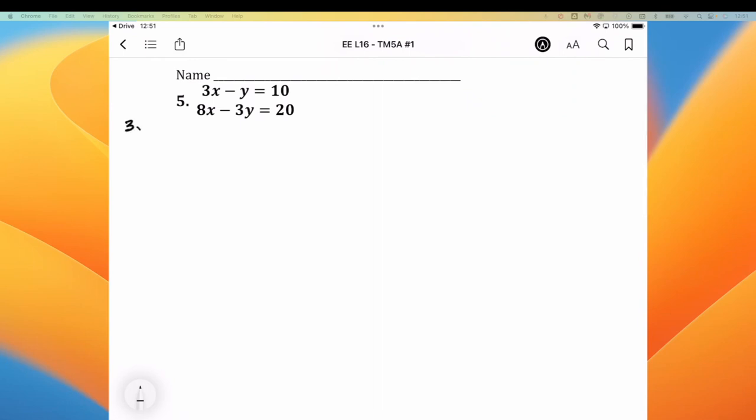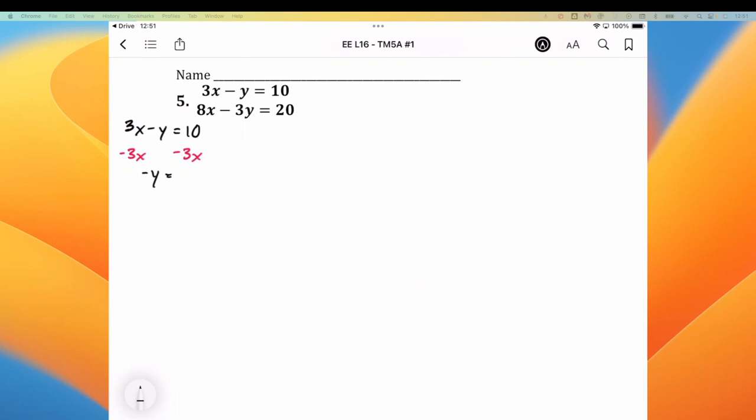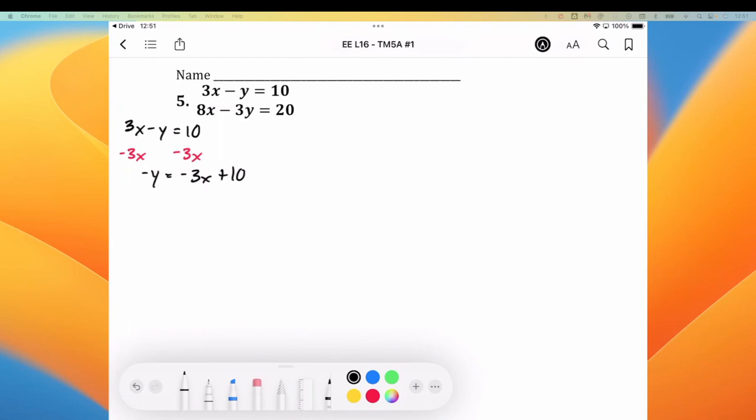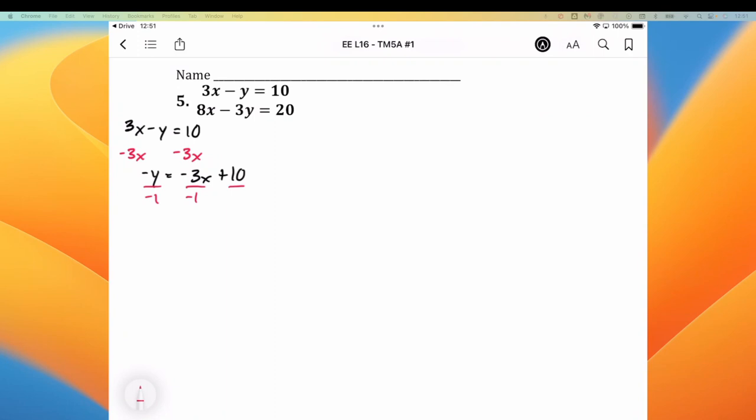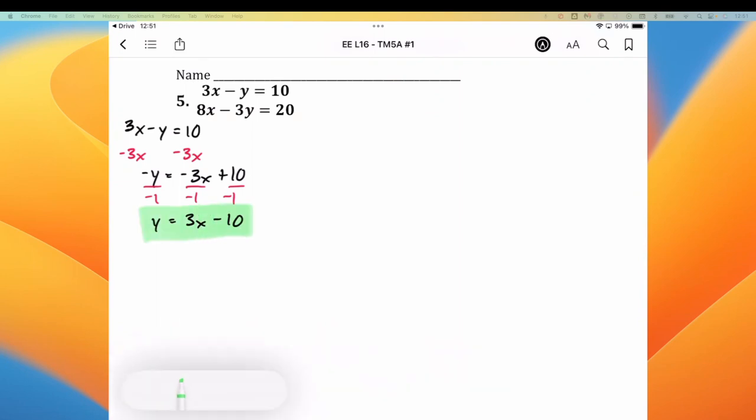And so we're going to start with 3x minus y is equal to 10. And we will subtract 3x from both sides. We get negative y is equal to negative 3x plus 10. And then we don't want negative y, we want positive y, so we do need to divide by negative 1. And that's going to give us y is equal to 3x minus 10. And then the other equation, so I'm just going to highlight this one so I remember which one. That's the new equation 1.